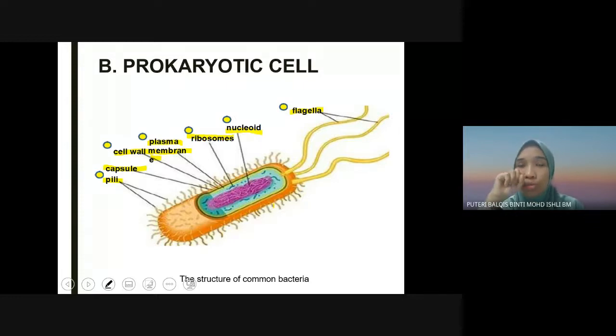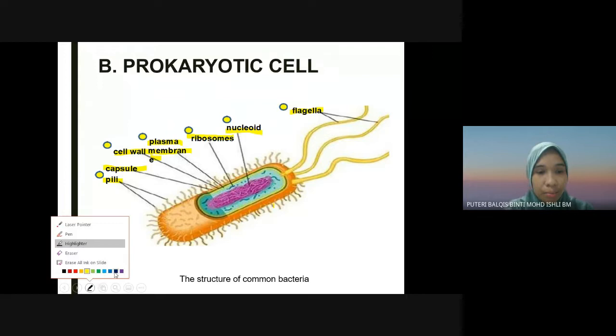Maksud attachment tu, contoh kalau kita ada prokaryot, bakteria A dengan bakteria B. So dia nak connect macam mana, dia nak jumpa macam mana, dia akan connected melalui pili. Pili ni ada pili yang biasa, ada sex pili. Kalau sex pili untuk reproduction, untuk tukar DNA, from bacteria A nak pass kepada bacteria B. Itu untuk reproduction.